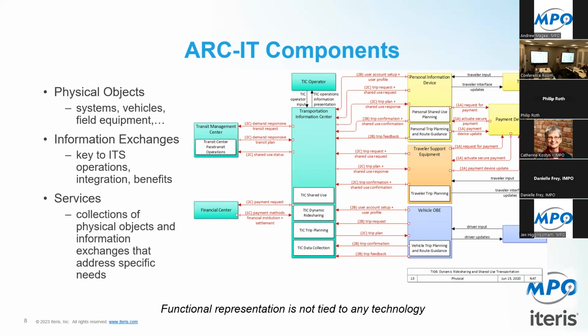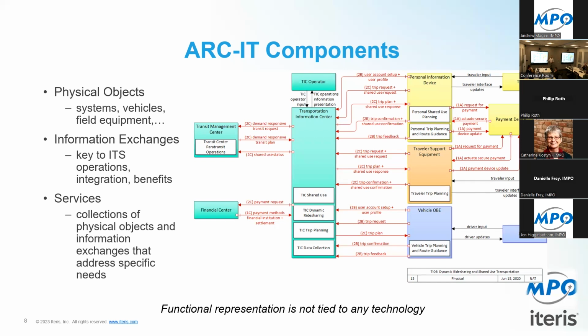So for the components of ARC-IT, we have those physical objects we've already talked about. Those are the colored boxes here on the screen. Inside those colored boxes, there's color coding. All the green we showed before is the centers, yellow is for the personal objects, the field devices are in orange, and the vehicles are in blue. The white boxes inside each one are the functional objects. Those are the functions, the functional view of the architecture.